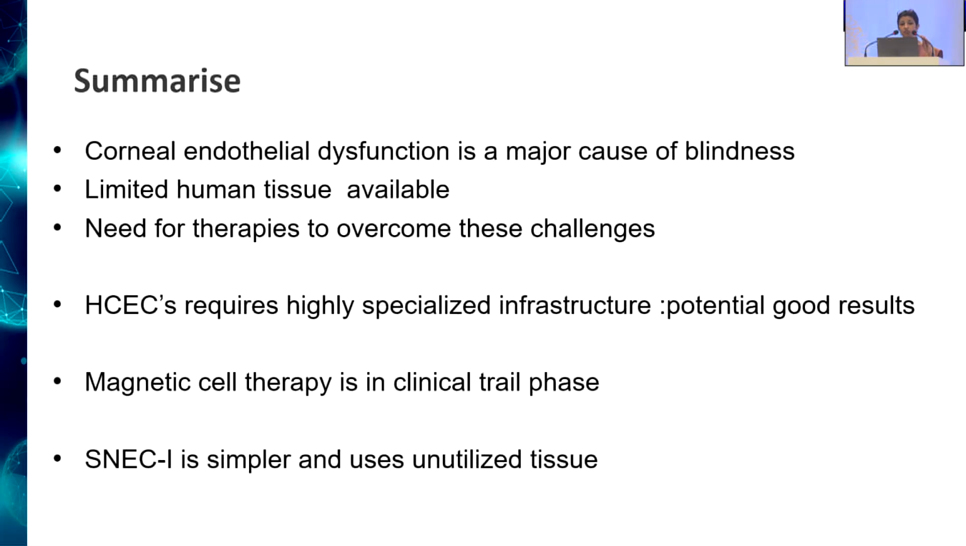So for this, I would just like to summarize my talk by saying that corneal endothelial dysfunction is a major cause of corneal blindness. It is the fourth largest cause of corneal transplantation. Limited human tissue is available, because of which we need therapies which can overcome these challenges. Human corneal endothelial culture requires highly specialized infrastructure. However, it has a great potential for good results.